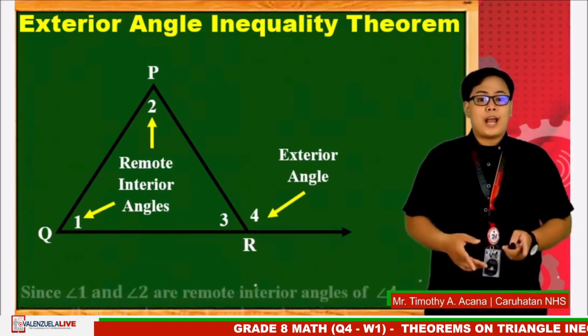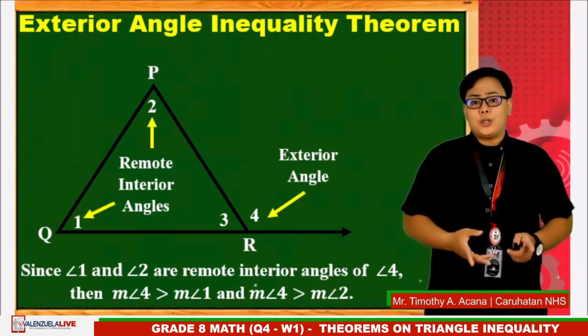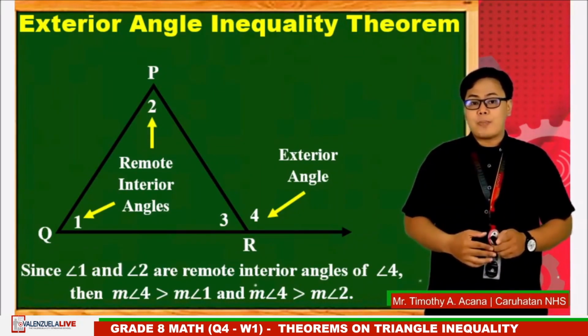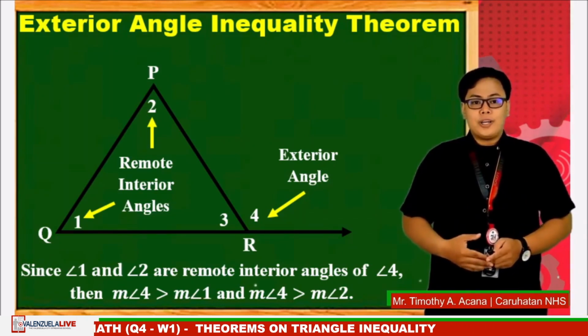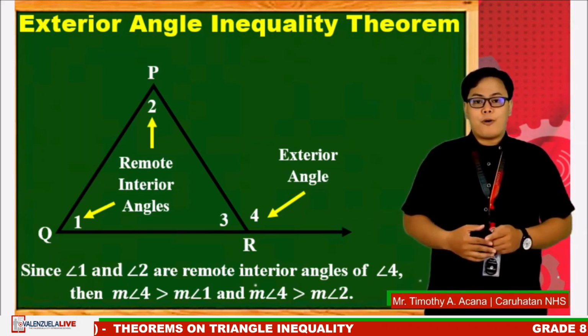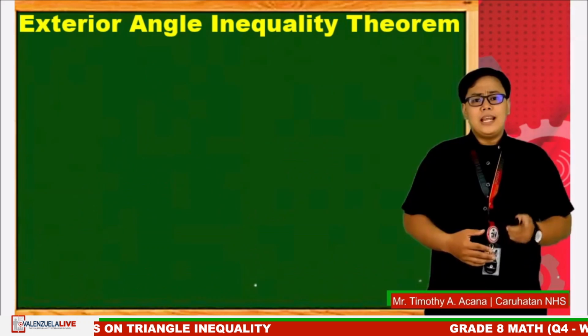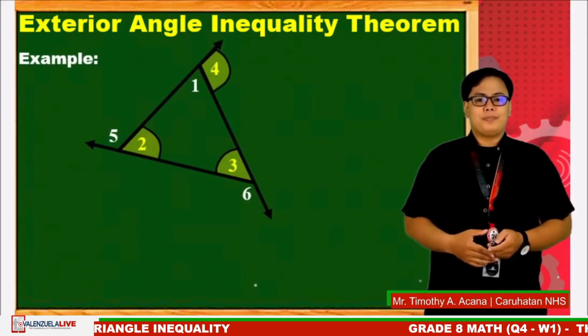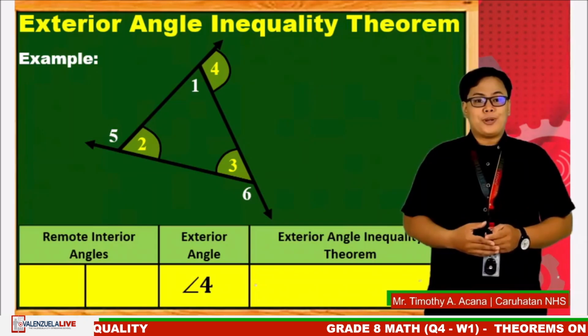And by exterior angle inequality theorem, since angle 1 and angle 2 are remote interior angles of angle 4, then we can say that measure of angle 4 is greater than measure of angle 1, and measure of angle 4 is greater than measure of angle 2. Let us have another example. Let us complete the table by using the given figure.